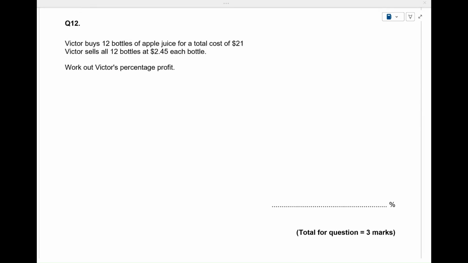Question 12. Victor buys 12 bottles of apple juice for a total cost of $21. Victor sells all 12 bottles at $2.45 each bottle. Well, sometimes they say read a sentence, do some maths. Look, I can do that. If he sells 12 bottles at $2.45 each, I can do 12 times 2.45 to work out how much money he's taken altogether. $29.40. Well, he only cost 21. He sold them all, and he's taken $29.40.